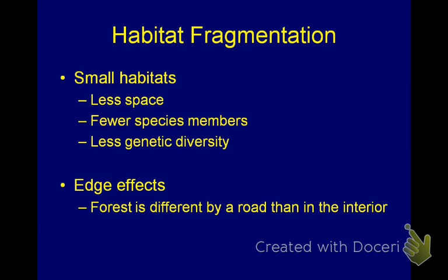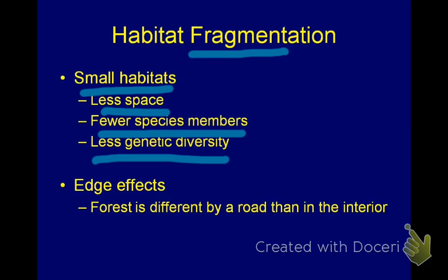Habitat fragmentation is another cause of loss of biodiversity. If you think of the word fragment, it's a piece of something. So habitat fragmentation is where a large woodland is separated into two by a housing development or a road or something like that. This creates smaller habitats, less space, fewer species members in that space, and because there's more interbreeding, there's less genetic diversity.